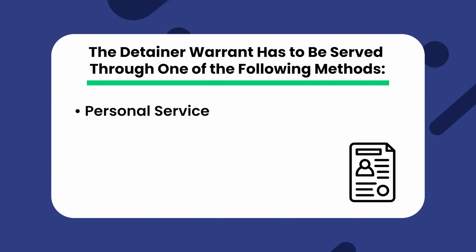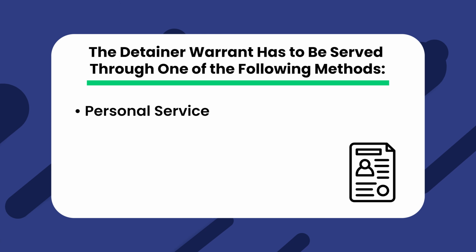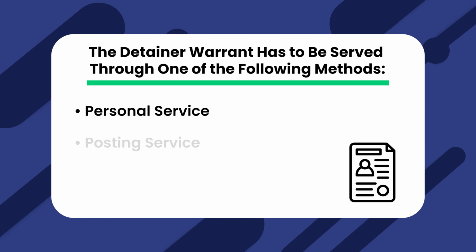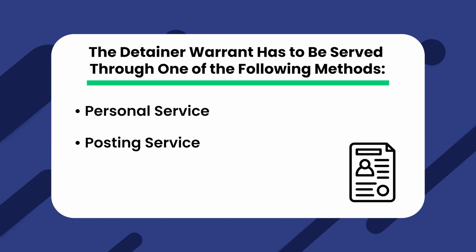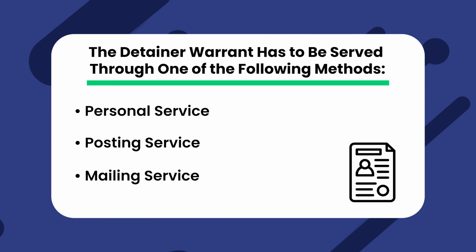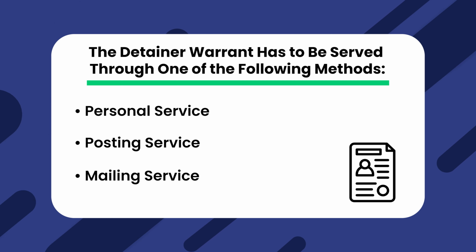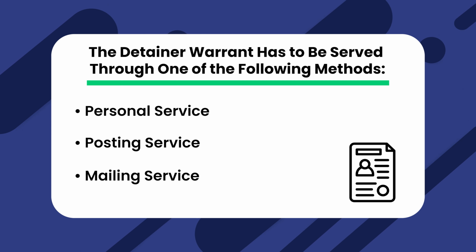It has to be delivered 6 days before the eviction hearing is scheduled if the method used is posting or mailing. The detainer warrant has to be served through one of the following methods: personal service, where the detainer warrant is served to the tenant or anyone residing with them in person; posting service, where a copy of the detainer warrant is left in a secure and visible position by the entrance to the tenant's rented property; or mailing service, where the server mails the documents via certified mail or first-class mail.